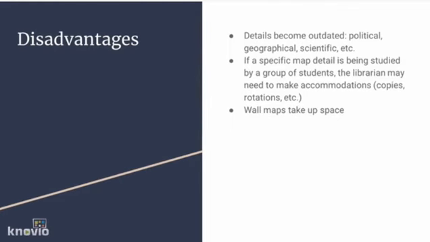If a specific map detail is being studied, like we said earlier, that's a great advantage. But if they're all looking at the same detail together, you might have to think about how you can accommodate that large group. You might make copies, you might have to create rotation stations, so just keep that in mind whenever you are letting groups look at details on maps.